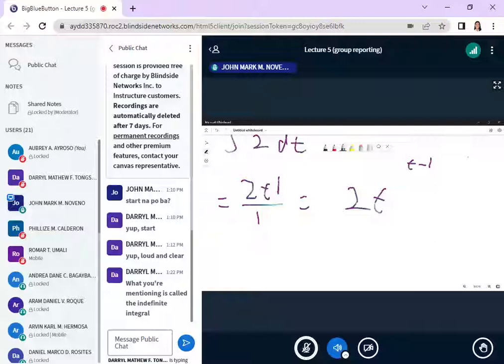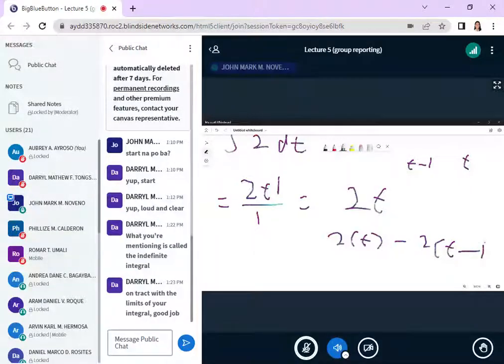magiging 2t ang upper limit natin minus 2 times t minus 1. Yan. So, sisimplify natin yan. How we're going to simplify, distribute mo lang 2t na yan, minus, so distribute mo yung negative 2 sa t at negative 1. So, negative 2 times t, edi negative 2t.